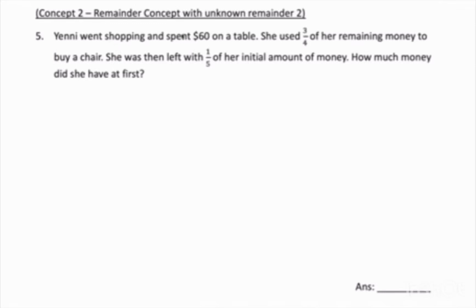Yenny went shopping and spent $60 on the table. She used 3/4 of the remaining. Again, the word remaining tells you must draw a model. So I'm going to draw a model to represent Yenny's amount of money, and cut out $60 to buy a table. The rest is the remaining.